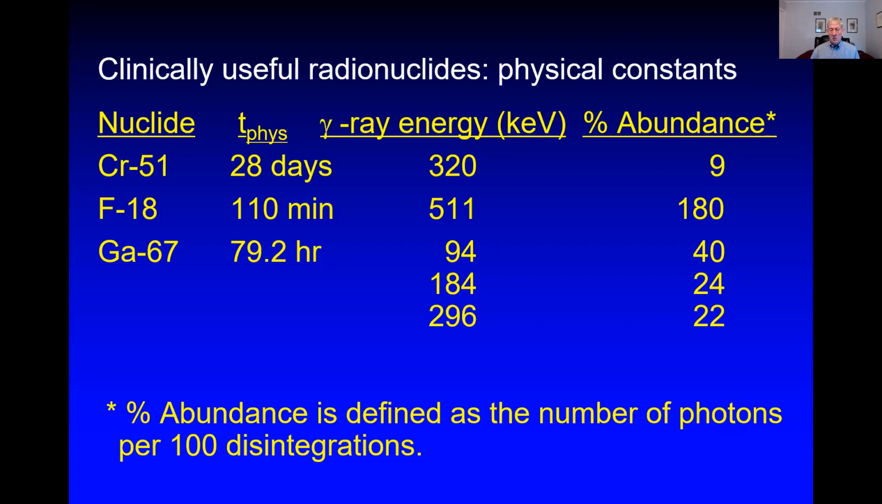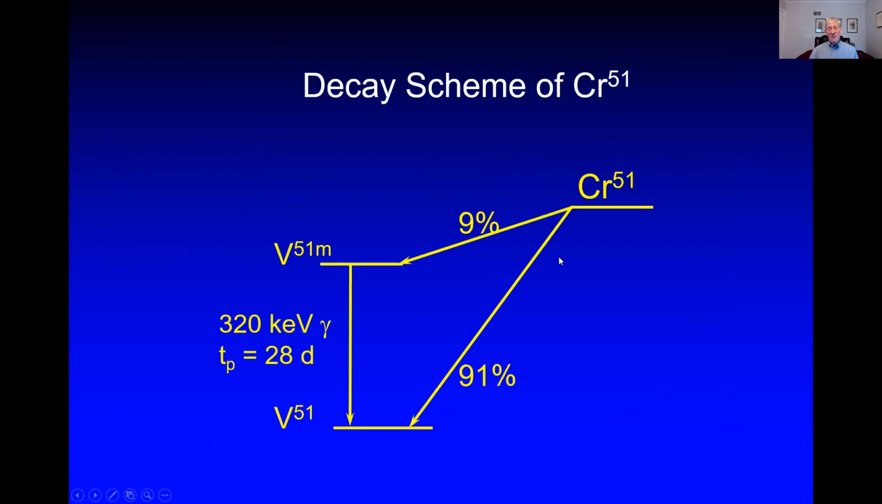And you might be thinking, look at the first one here, chromium-51 has a percent abundance of 9%. Now, you would think that if 100 chromium atoms decayed, it should give you 100 gammas, but it doesn't. And you might think, why not? So we're going to go ahead to the next slide for a moment and take a look at the decay scheme, because that will have the answers to all of the questions related to percent abundance.